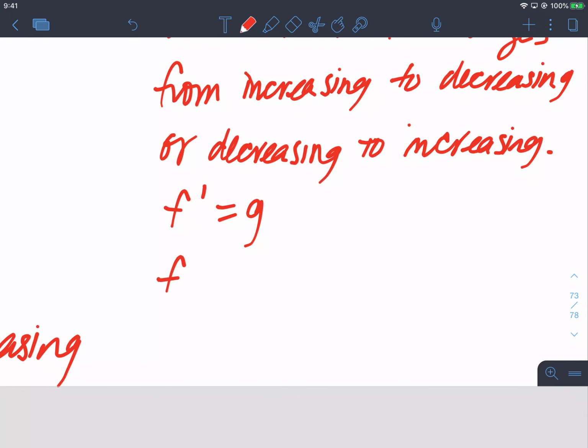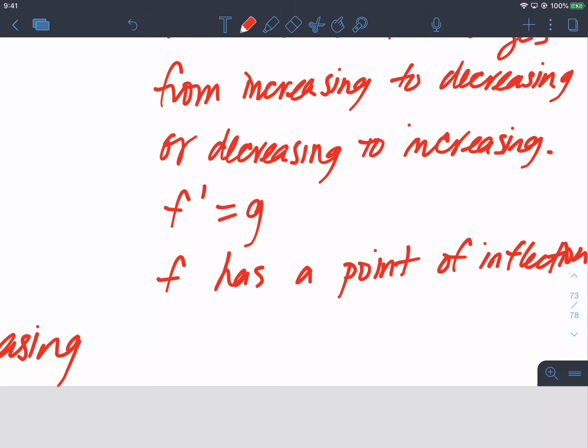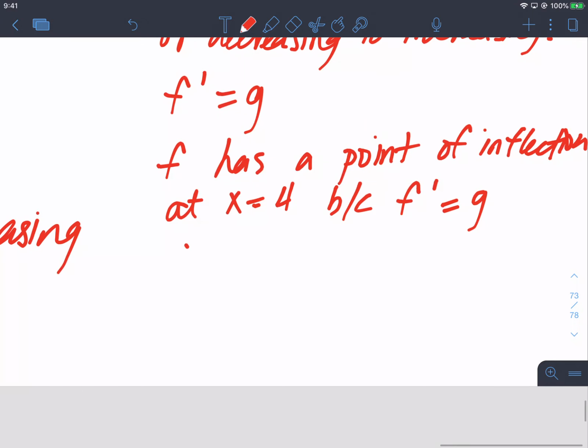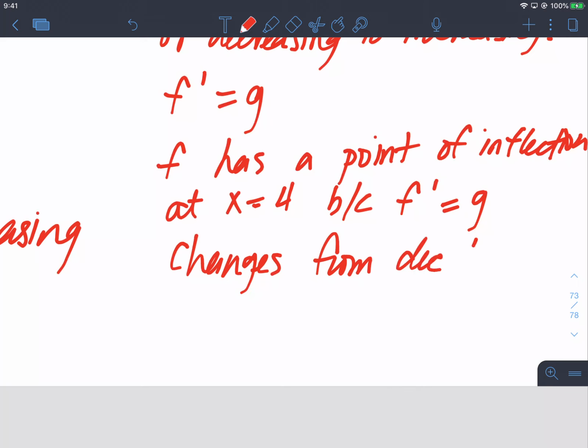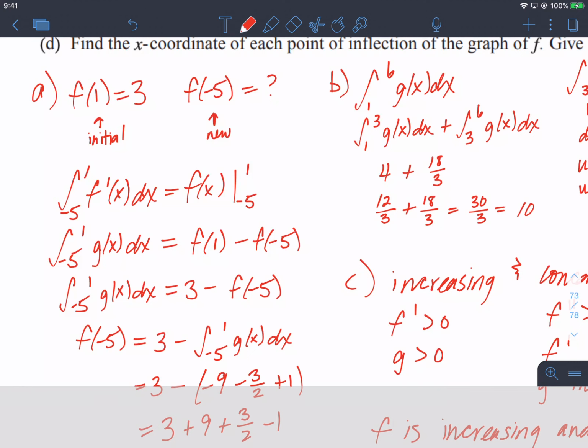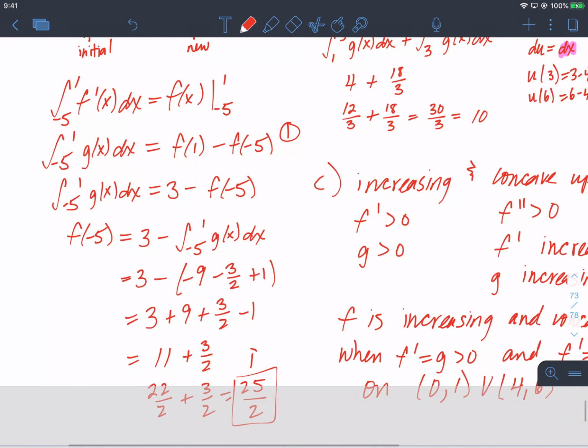So I would say f has a point of inflection at x equals 4 because f prime, equaling g, changes from decreasing to increasing. Looking at points for this one, for part A, you would get 1 point for your integral, so some type of integral expression, and then 1 point for your answer.